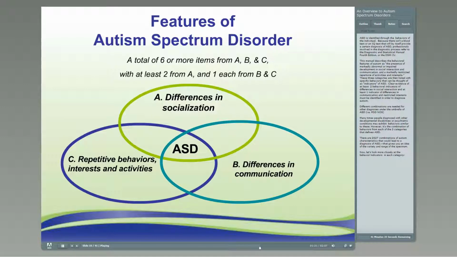Many times people diagnosed with other developmental disabilities or psychiatric conditions may exhibit behaviors similar to these. However, it's the combination of behaviors from each of the three categories that defines autism spectrum disorders. There are 2,027 combinations of autism characteristics that would lead to a diagnosis of autism spectrum disorders. That gives you an idea of the variety and range of the spectrum. Now let's look more closely at the behavioral indicators in each category.